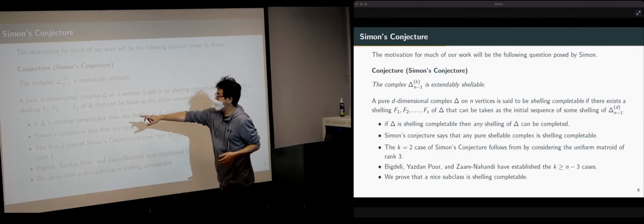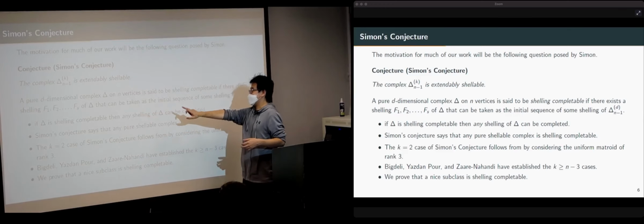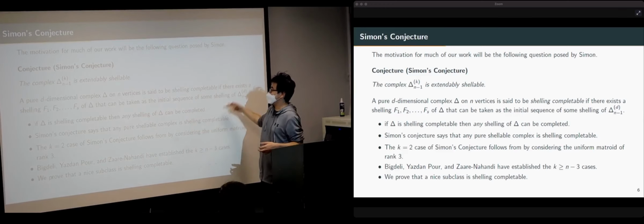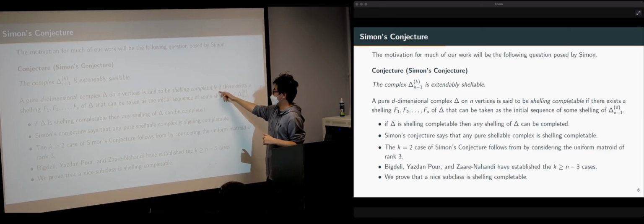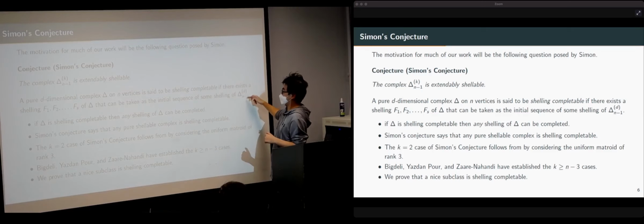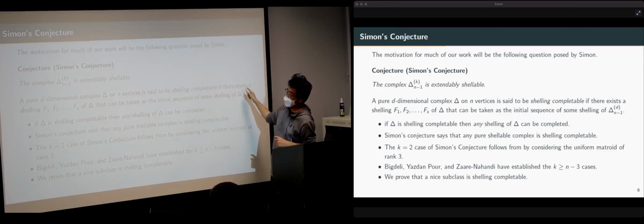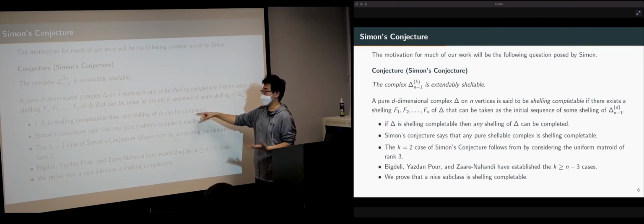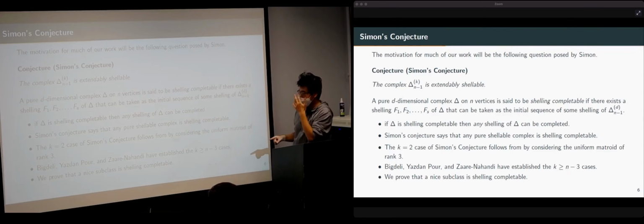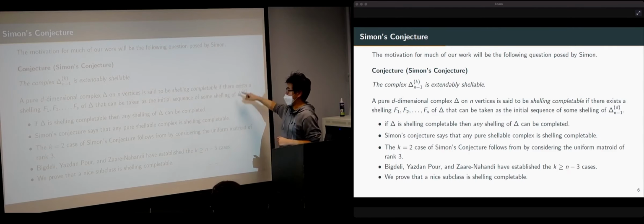If you have a complex that is shelling completable, then any shelling can be completed. This follows from the definition, because shelling comes from looking at the previous chunk and the new facet, and the ordering you have on the previous chunk doesn't matter at all for how the intersection actually looks. So if you have a shelling completable complex, then you can complete any shelling order you currently have. Simon's conjecture says that any pure shellable complex is shelling completable.